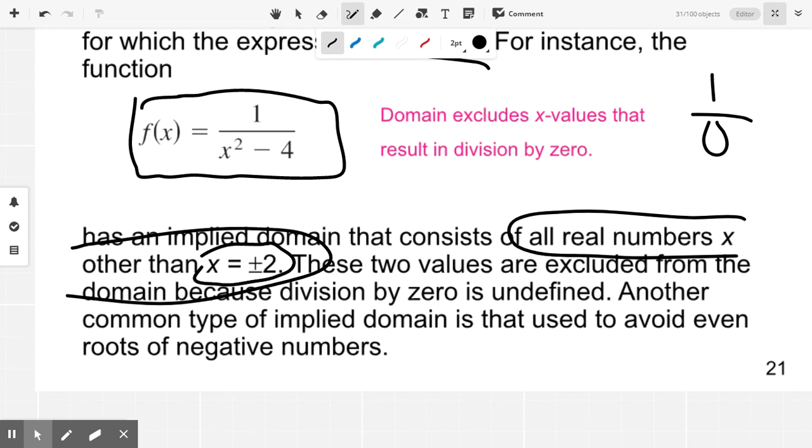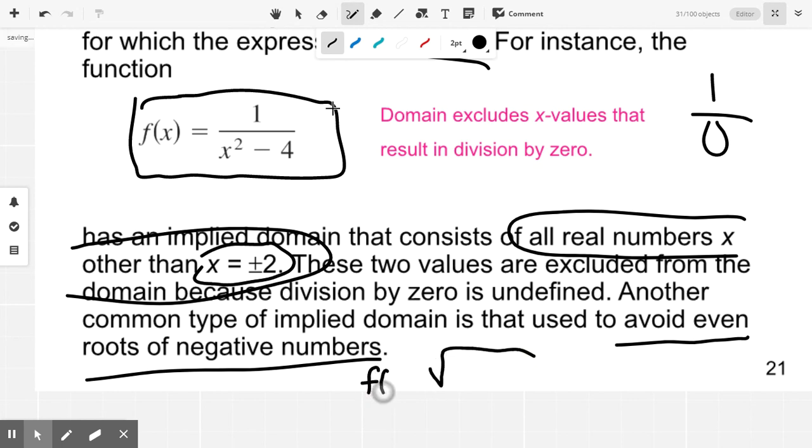Another place where we run into this is square root. If we have a square root, let's say we have f of x equals the square root of x plus 2, right? We're dealing with real numbers. We cannot take the square root of a negative number.